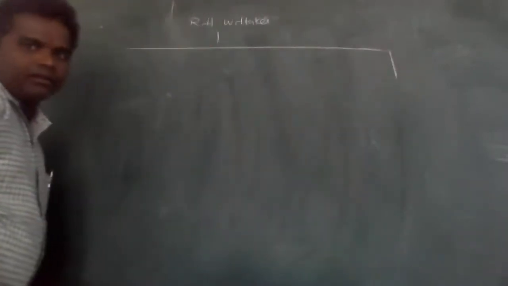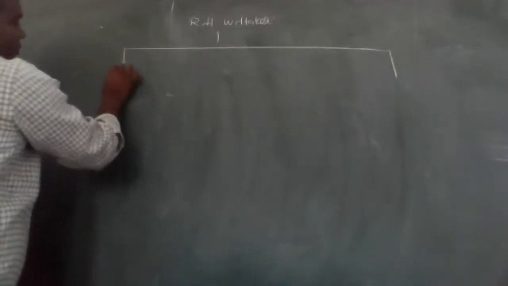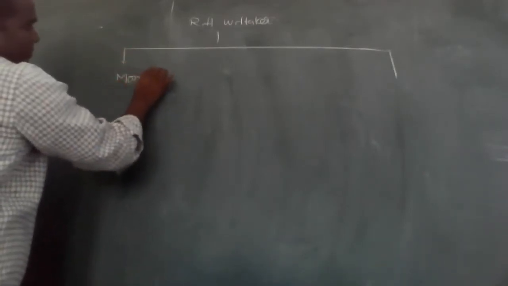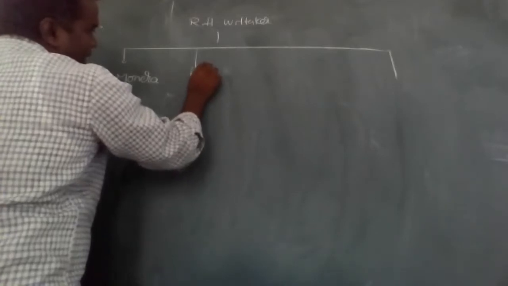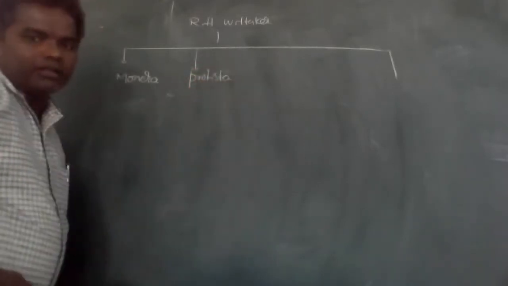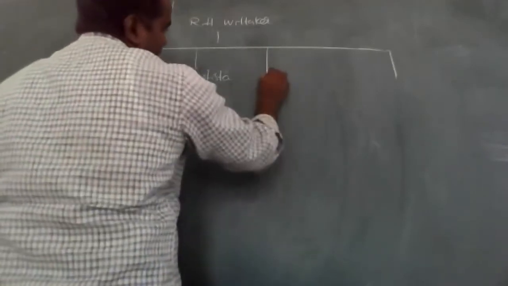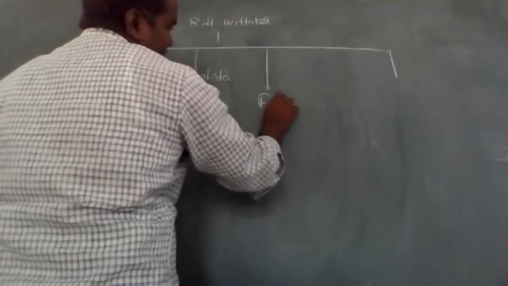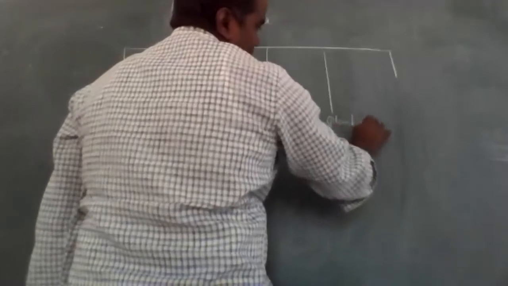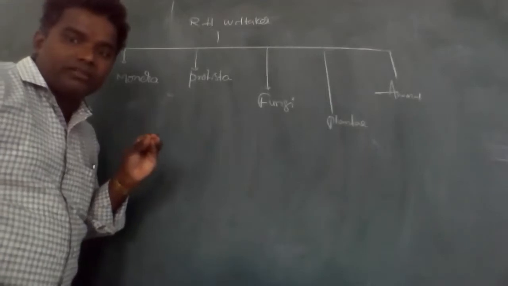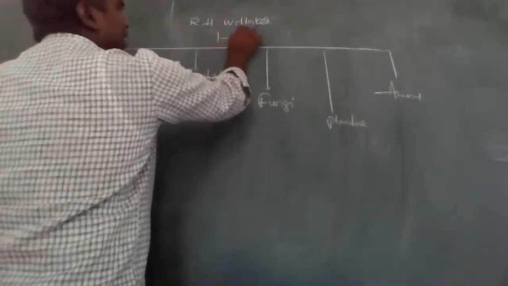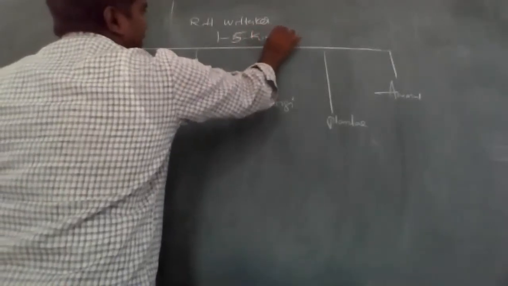How many kingdoms are there? Number one, Monera kingdom. Number two, Protista kingdom. Number three, Fungi. Next, Plant. Next one, Animal. So according to R.H. Whittaker, how many kingdoms are there? Five kingdoms.